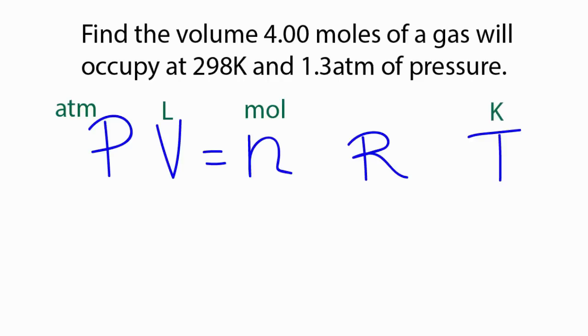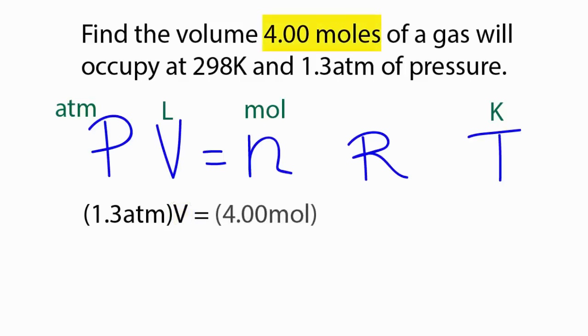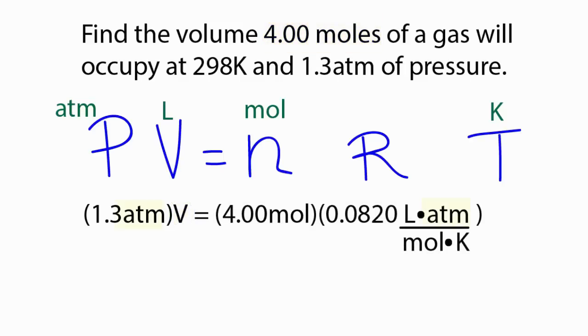So what I can do is look at the problem. I see that pressure is 1.3 atmospheres. We're solving for volume, and that equals the 4 moles times R, and I'm going to use the R that you use when you have pressure in atmospheres. And then temperature in Kelvin, we have 298. So we have the problem set up. Now we just need to get volume by itself.